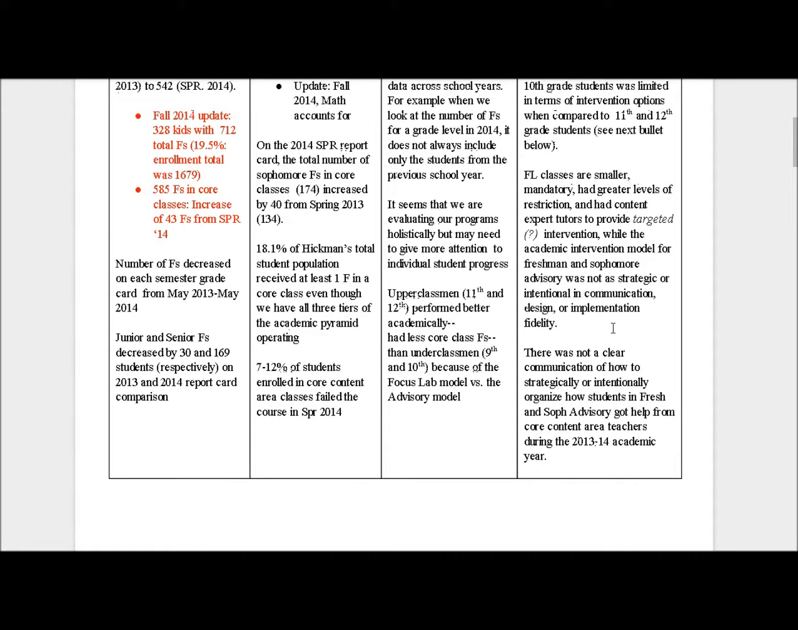And we did feel that the academic intervention model for freshman and sophomore advisory was not as strategic or intentional in communication, design, or implementation fidelity. And again, that just goes back to what I said about not implementing it the way that we wrote it on paper. I'm not saying that it's impossible to do so, just that the levels of accountability to ensure that it was implemented with fidelity were not put forth. And then also, the logistics of moving students around to get them the help that they needed did pose more problems than expected.